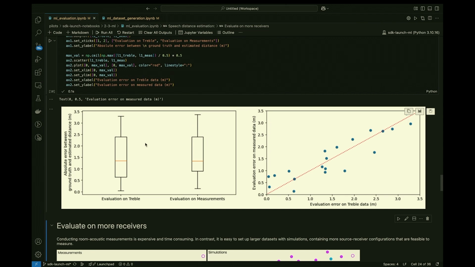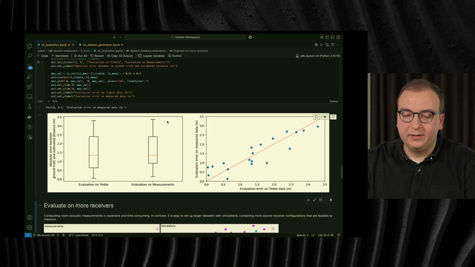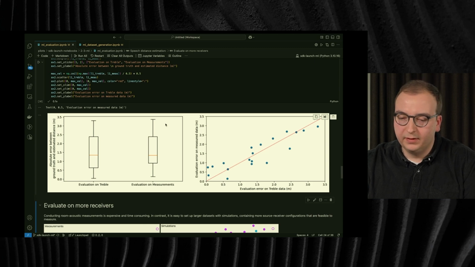And we see here on the left-hand side all of the evaluation outputs for all of the 20 measured and simulated source receiver configurations. And on the left side, we have a box plot summarizing all of those for the Treble simulations. And on the right-hand side, we see all of the responses from the measurement. And we see both of those box plots match very well. So we can say that the evaluation performs equally well on the Treble data as on the measurements.